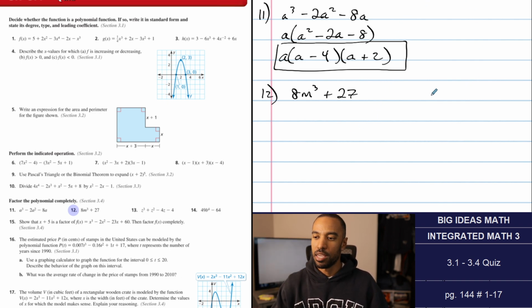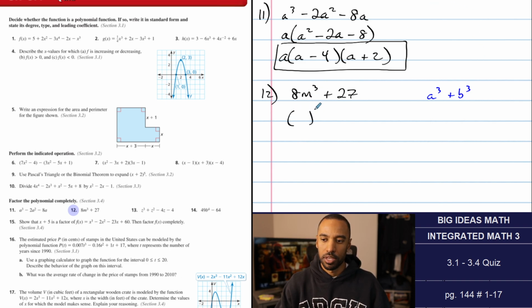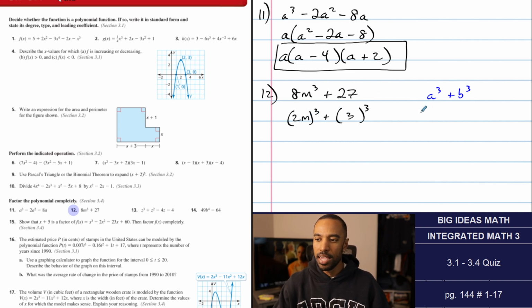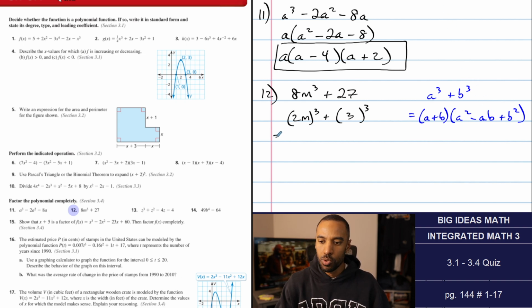But consider this to be looking like some sort of a cubed plus b cubed. Now, it is if you recognize what two things are being cubed. On the right side, we're cubing 3 to get 27. We're cubing a 2 to get 8, and we're cubing m to get m cubed. So here's your a, here's your b. Now, a cubed plus b cubed factors into the following: a plus b times a squared minus ab plus b squared. This is the factorization of a sum of two cubes. So this will factor into a plus b times a squared minus ab plus b squared.